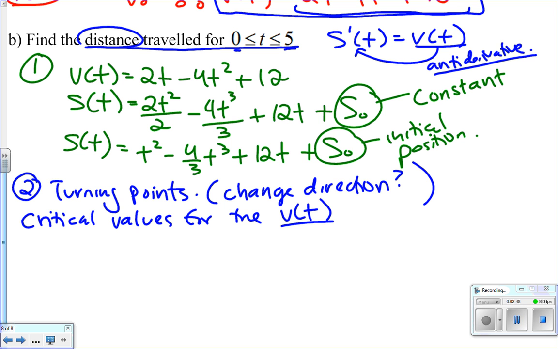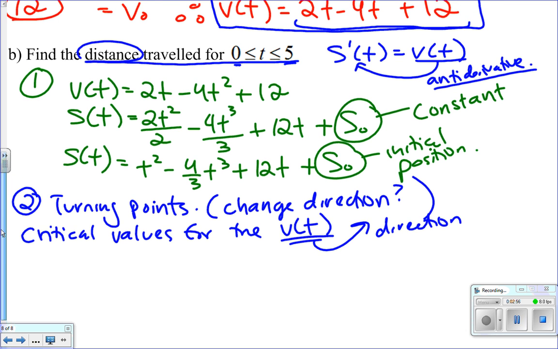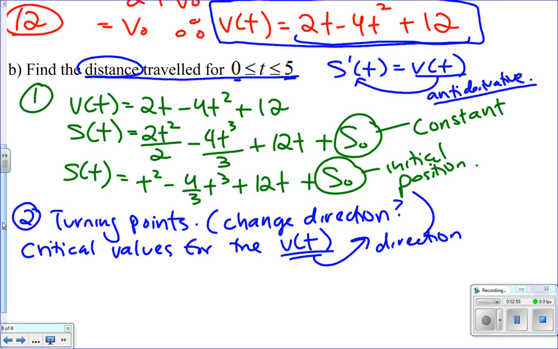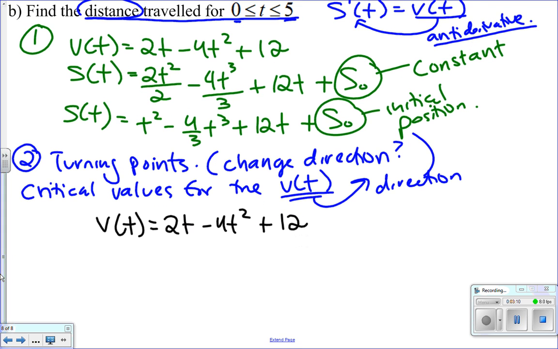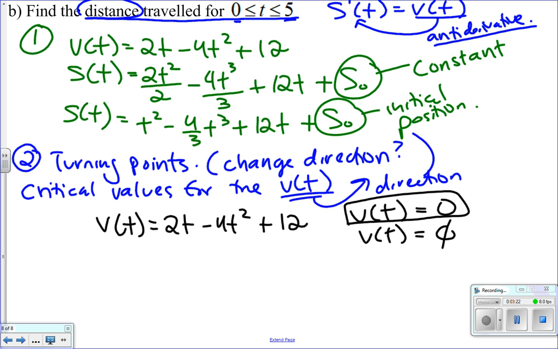Remember, velocity tells you all about direction. So let's work with that velocity time function. We found it in part A of our question, so I'm just going to state it here: v of t is equal to 2t minus 4t squared plus 12. So let's find out what these critical values are. Remember, critical values happen when v of t is equal to 0 or when v of t is undefined. So we are looking at this situation right here. Let's make this equal to 0.